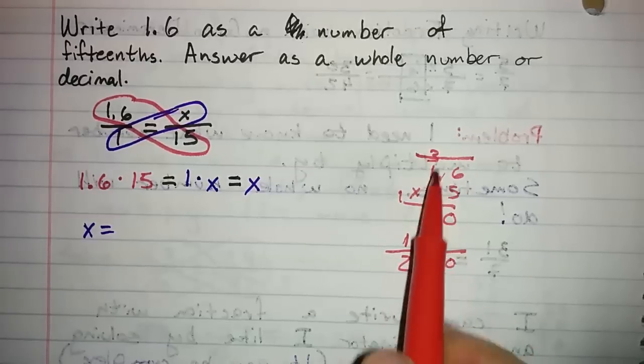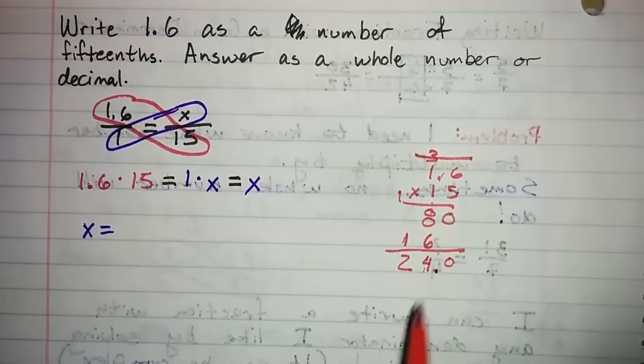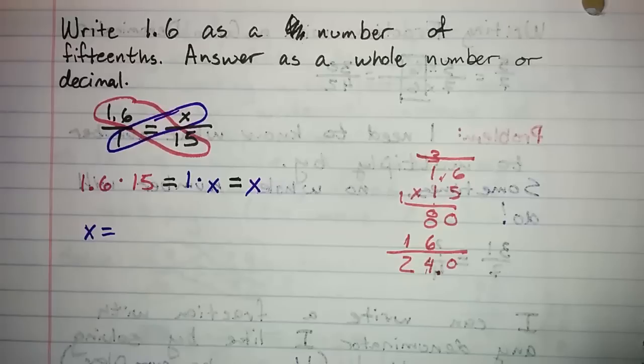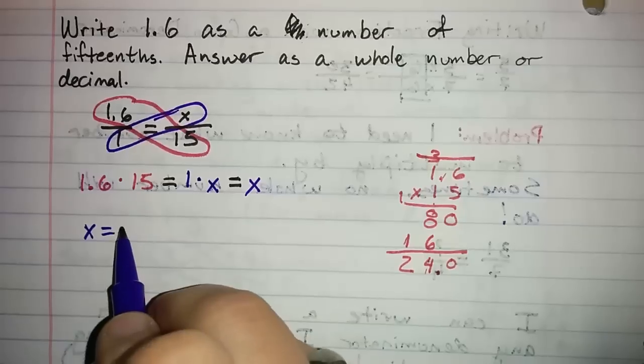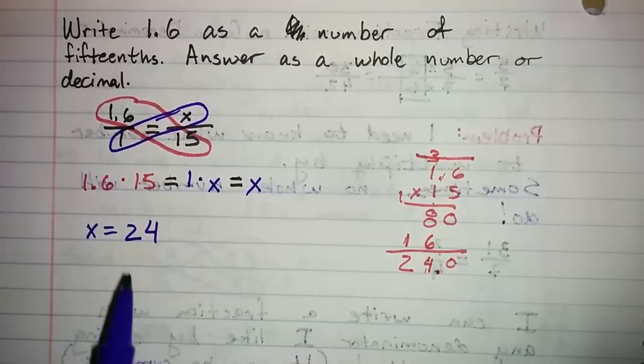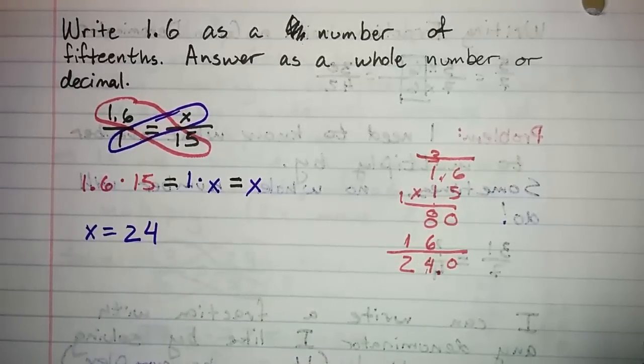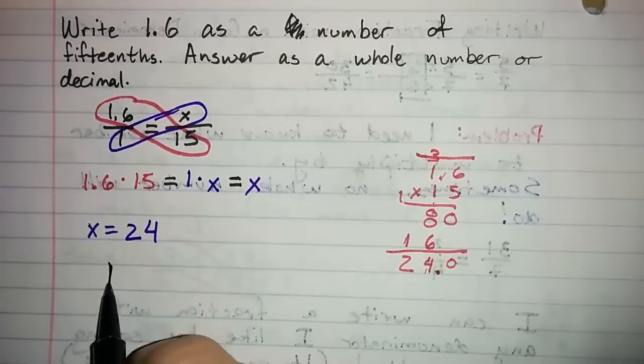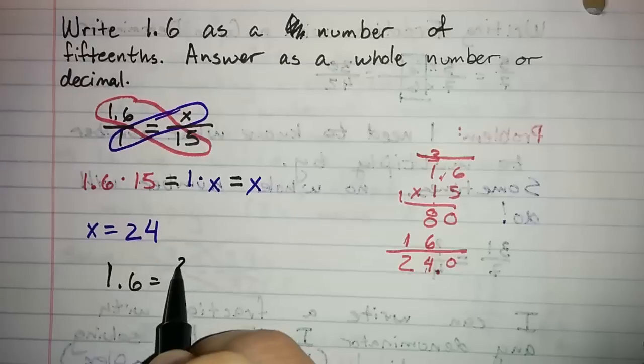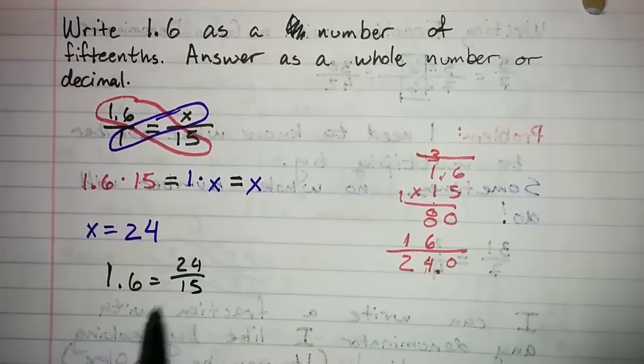And 1 total digit after decimal points up here means 1 digit after the decimal point down here. 24.0. I don't really need that .0, do I? I just get 24. So 1.6 is 24/15.